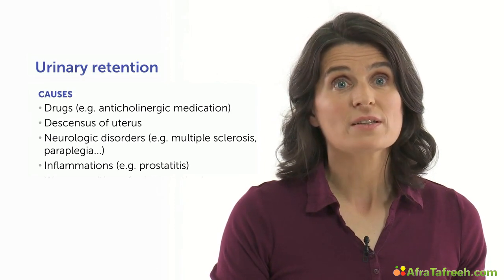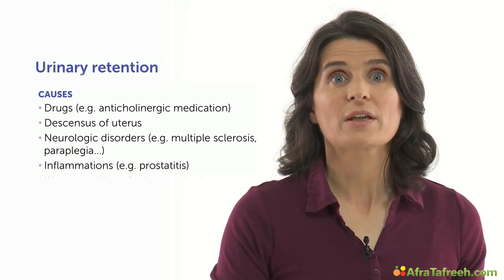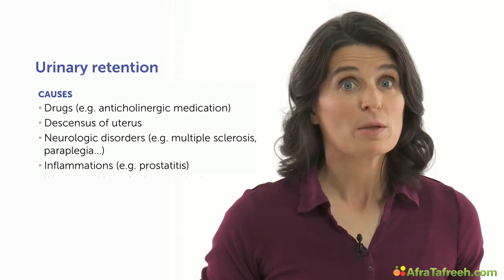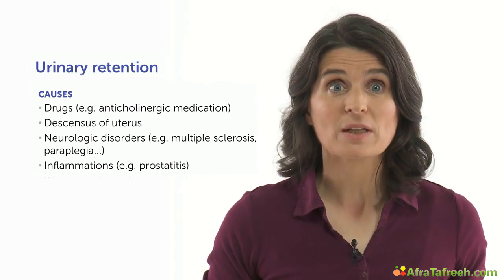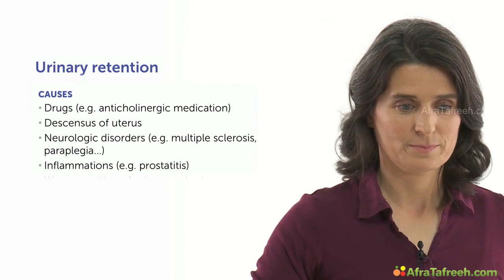Inflammations of the prostate can also cause urinary retention, and a wrongly positioned urinary catheter is a cause we should always have in our mind, especially when a patient with a catheter complains about abdominal pain and when his urine flow is ceasing.